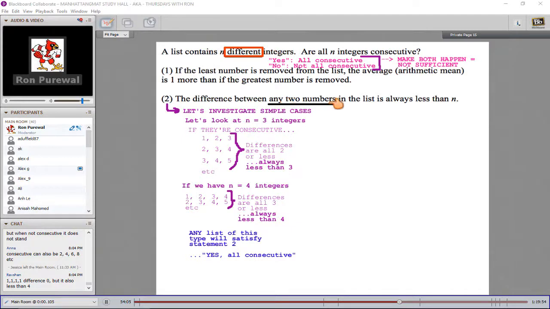Let's see if we can satisfy. We got to try to satisfy statement 2 in a way that gives us not all consecutive. So let's see if we can do that or not. Let's see if that's even a thing that we can do.